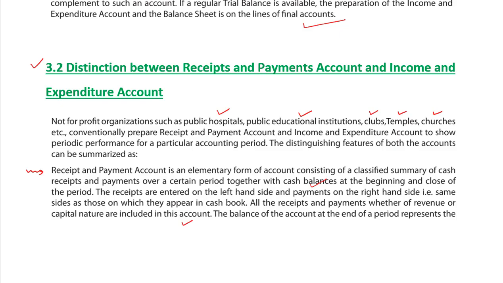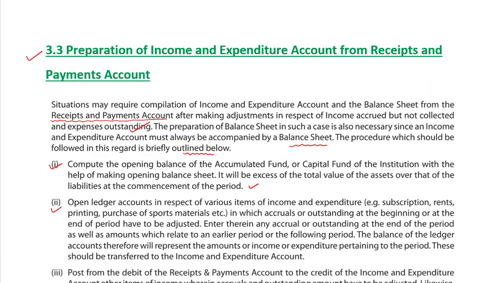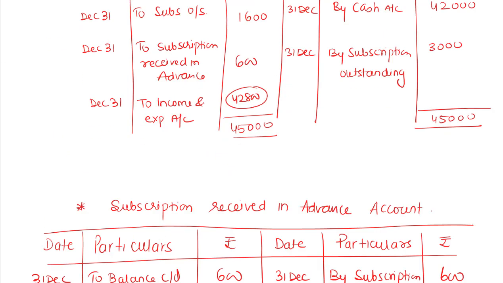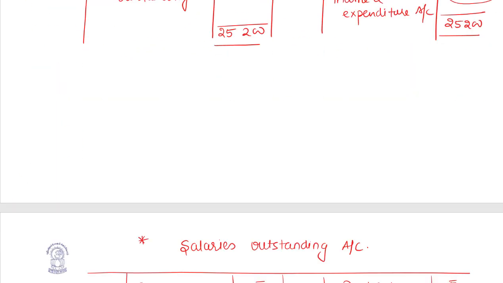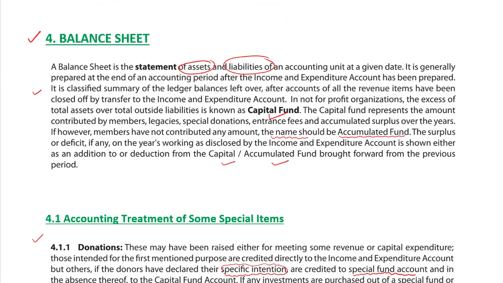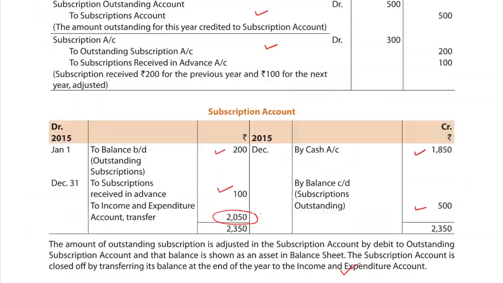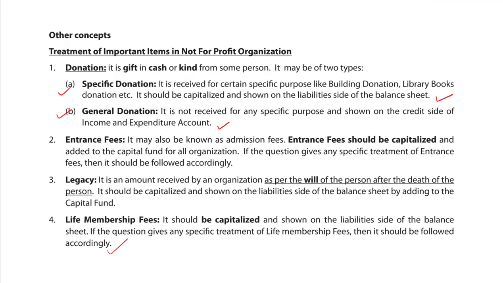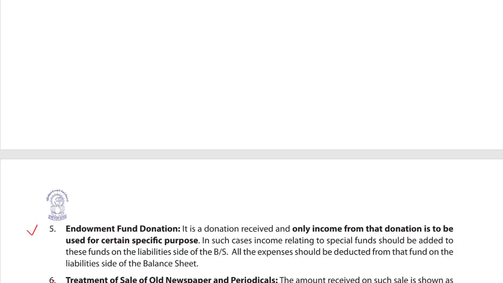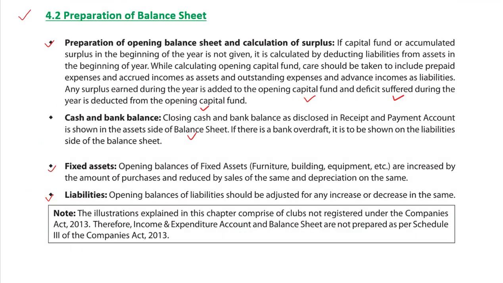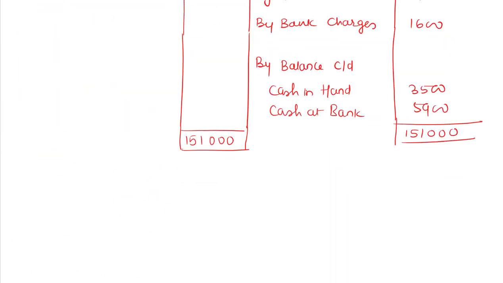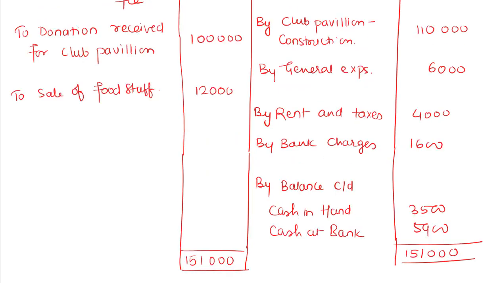Distinction between the receipts and payment account and income and expenditure account. Done an illustration in relation to income and expenditure account. We have learnt about the balance sheet, the accounting treatment of balance sheet, and several items which we show in the balance sheet, like donation, entry fees, the membership fees, etc. And at last, we have seen this example. We are stopping here.